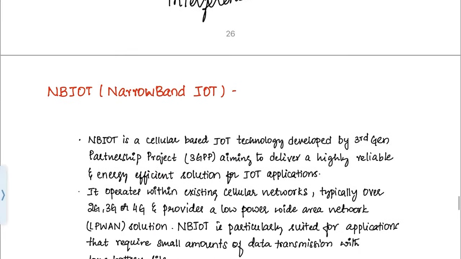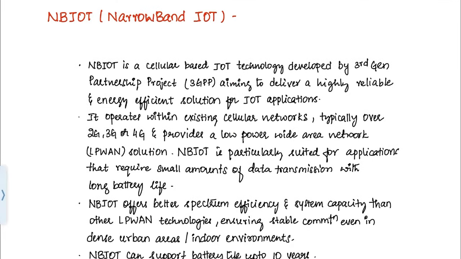So moving on further, we have narrowband IoT now. Narrowband IoT is a cellular based IoT technology developed by the Third Generation Partnership Project, 3GPP, aiming to deliver a highly reliable and energy efficient solution for IoT applications. It can operate with existing cellular networks, that is one of the major advantages. It is typically over 2G, 3G, 4G and provides a low power wide area network solution. Narrowband IoT is particularly suited for applications that require small amounts of data transmission with longer battery life.